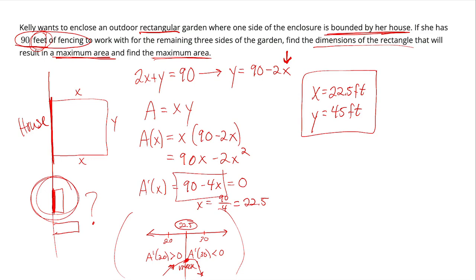So one thing to note is that this X is perpendicular to the house, and then this Y value of 45 is the one opposite the house. I spelled opposite wrong. Let me try that again. Opposite the house. All right, so those are the dimensions that I was talking about.